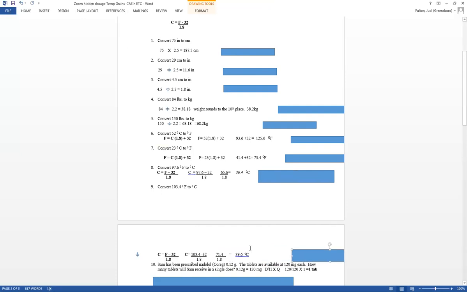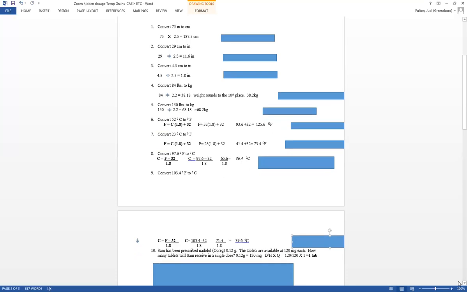Remember, you have to put the degrees Celsius. Otherwise, we do not know what that temp is.